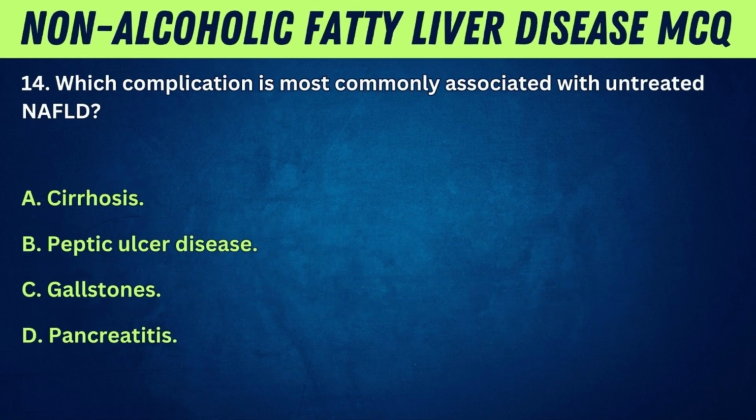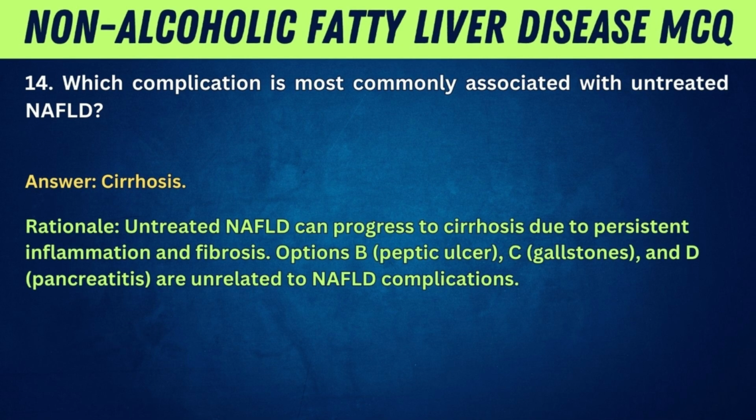14. Which complication is most commonly associated with untreated NAFLD? A. Cirrhosis. B. Peptic ulcer disease. C. Gallstones. D. Pancreatitis. Answer: cirrhosis. Rationale: untreated NAFLD can progress to cirrhosis due to persistent inflammation and fibrosis. Options B, peptic ulcer, C, gallstones, and D, pancreatitis, are unrelated to NAFLD complications.